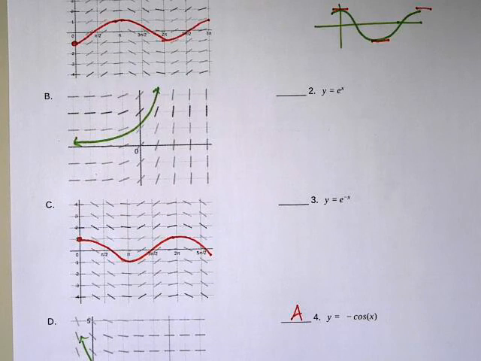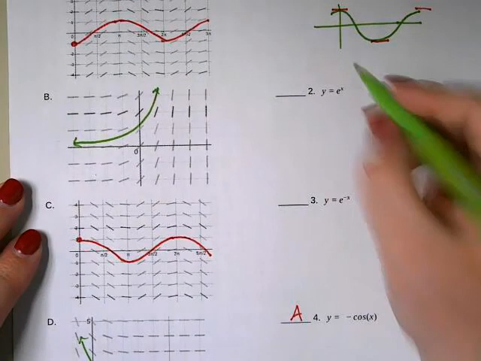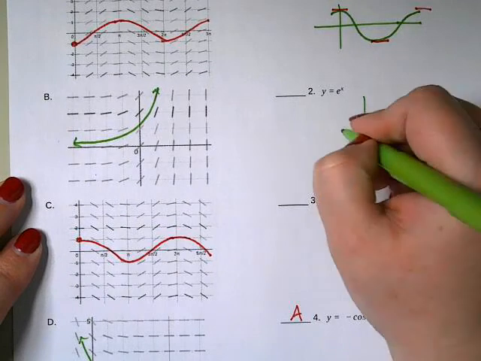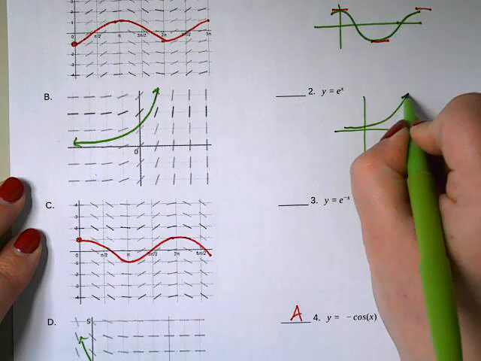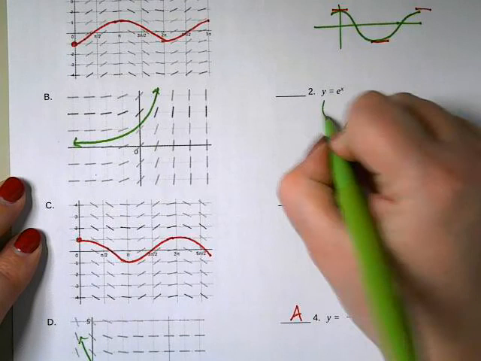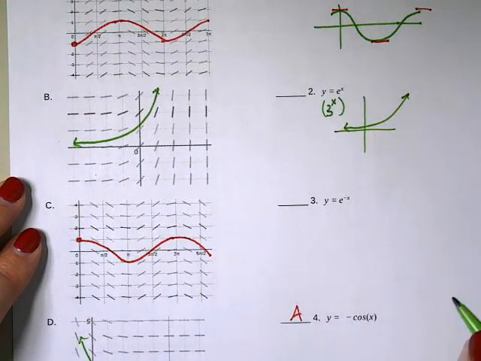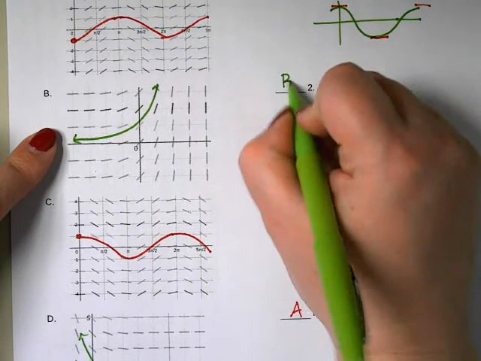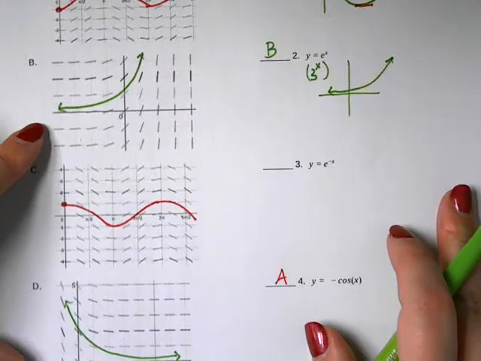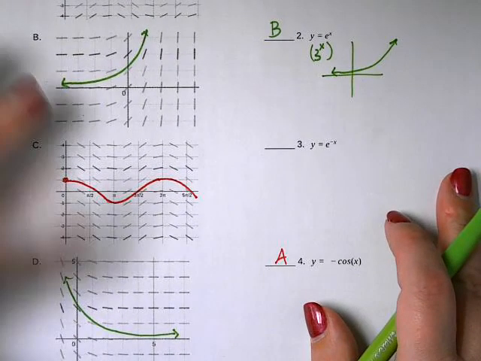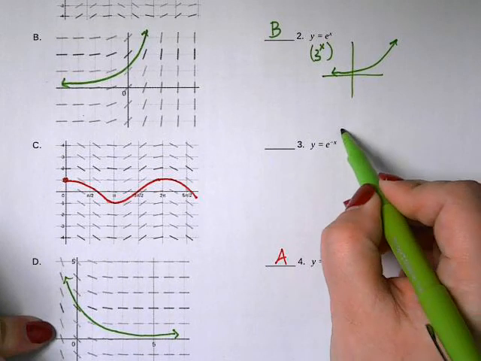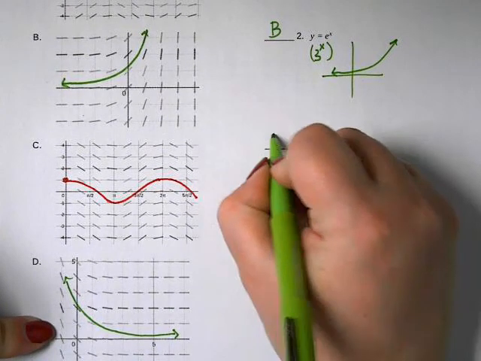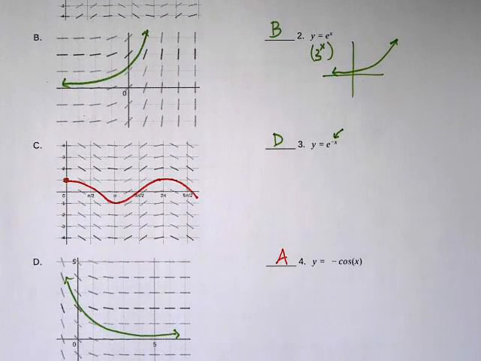Then we've got e to the x and e to the negative x. Well, hopefully you remember that e to the x is an exponential function. It should look like this, right? e to the x is really like saying 3 to the x. Well, that looks like option B. And then option D down here, we said was the opposite of this. That's because this is e to the negative x. So there's our option D. So you have to know what some of these graphs look like. You have to know the basic parent functions to then be able to match these to the slope fields that we were given.